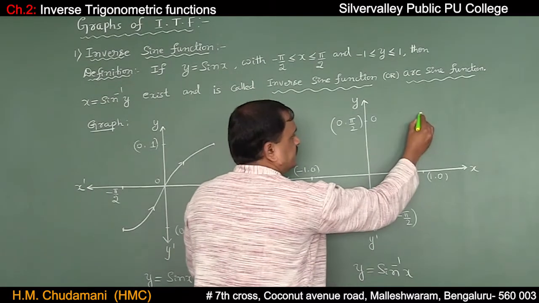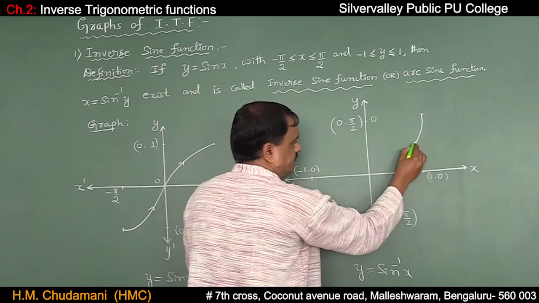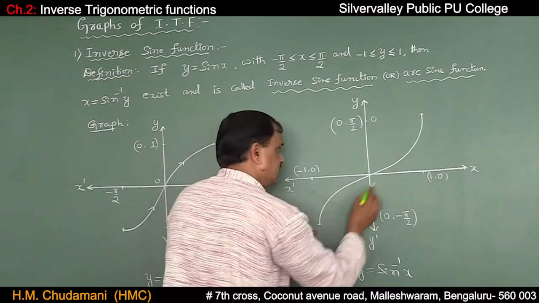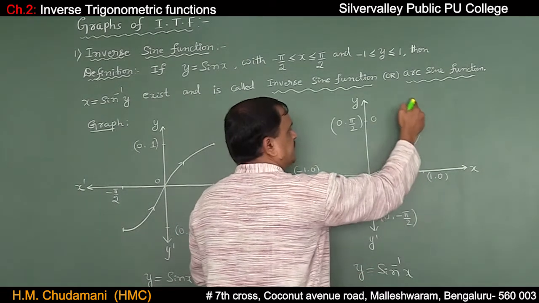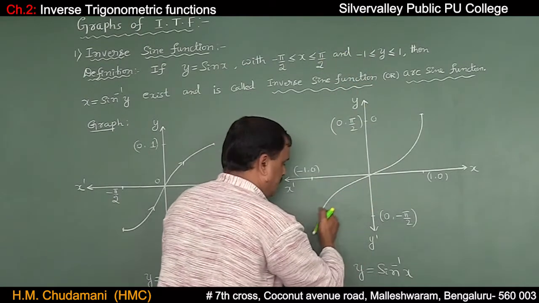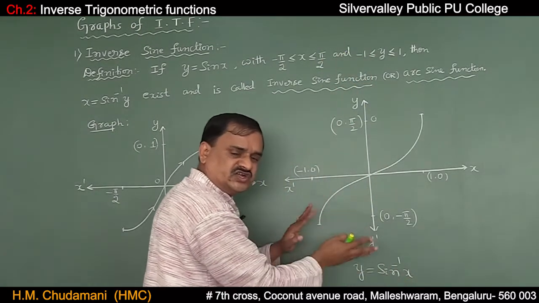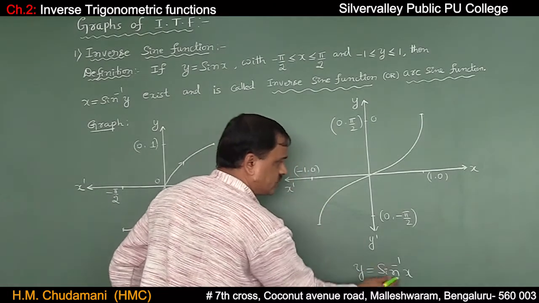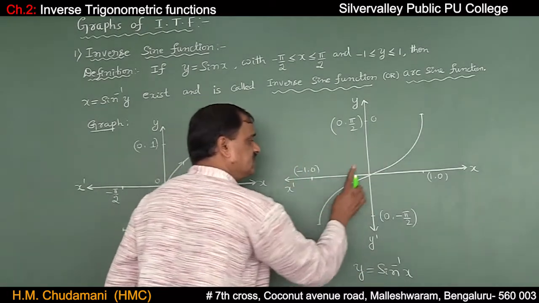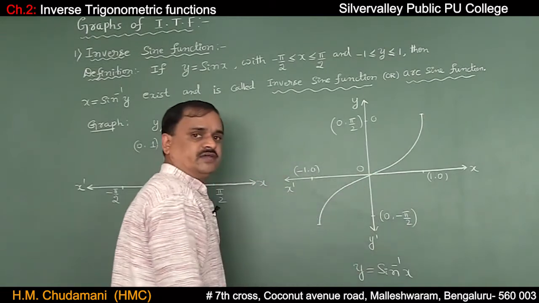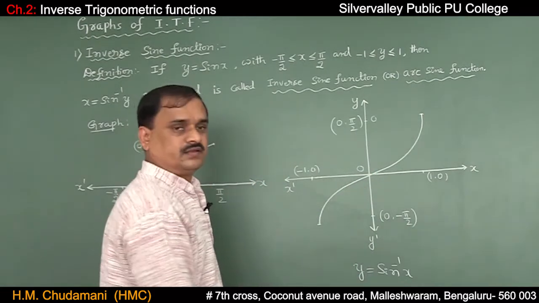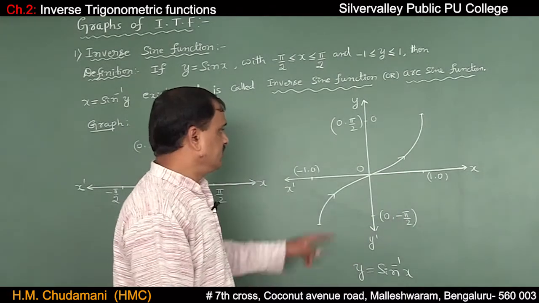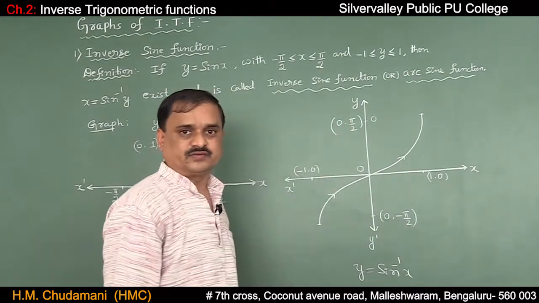This is the graph of the inverse sine function, sine inverse x. It goes on like this. On the y axis, by just interchanging the x and y coordinates, we get the inverse of the sine function. Y is equal to sine inverse x, the graph of sine inverse x. Again, this is also only an increasing function between minus pi by 2 and plus pi by 2.